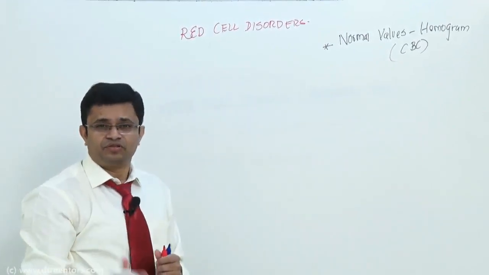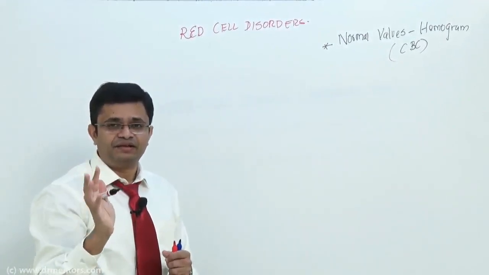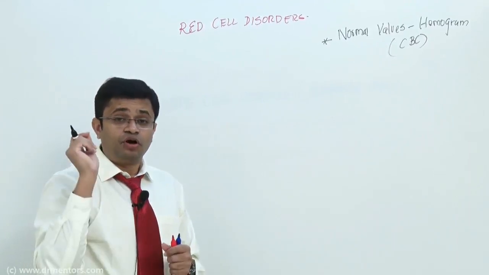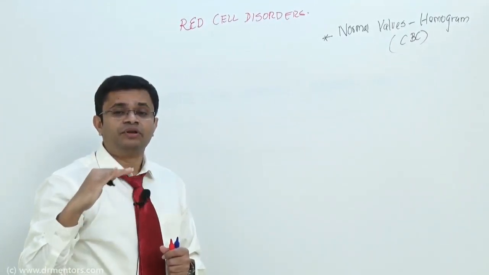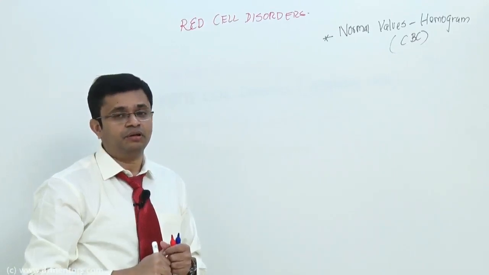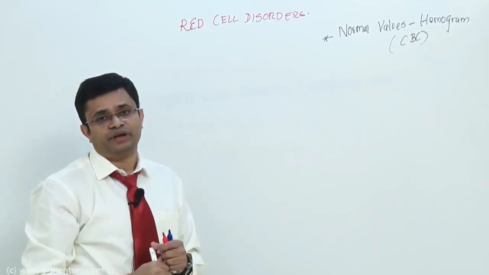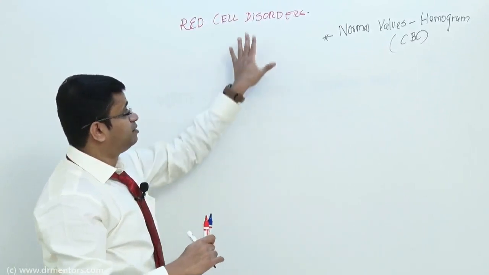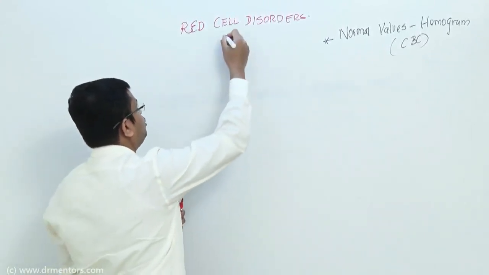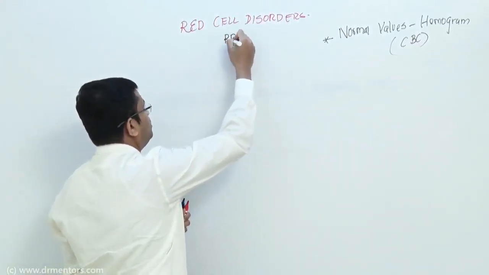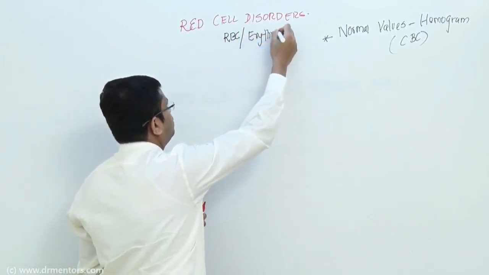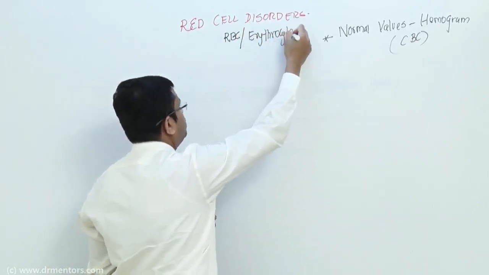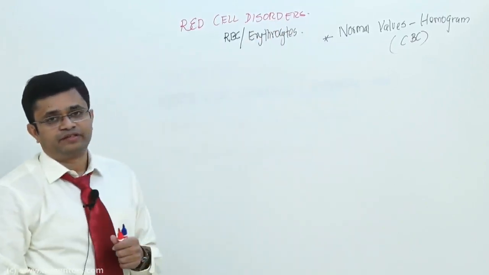I'll make it very simple. It's not going to be very tough. So let's learn some basic normal values. Always start your hematology from the normal structures in your bone marrow and also in the peripheral blood. When I talk about red cell disorders, I'm going to focus mainly on the RBCs or erythrocytes.